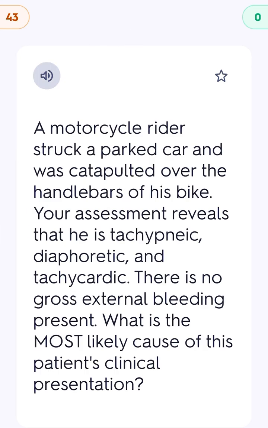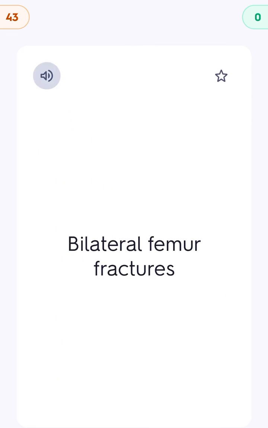A motorcycle rider struck a parked car and was catapulted over the handlebars of his bike. Your assessment reveals that he is tachypneic, diaphoretic, and tachycardic. There is no gross external bleeding present. What is the most likely cause of this patient's clinical presentation? Bilateral femur fractures.